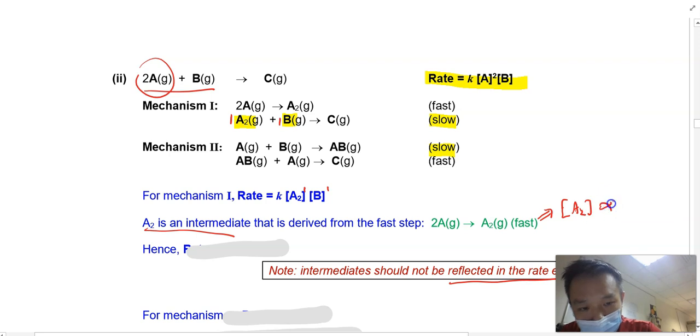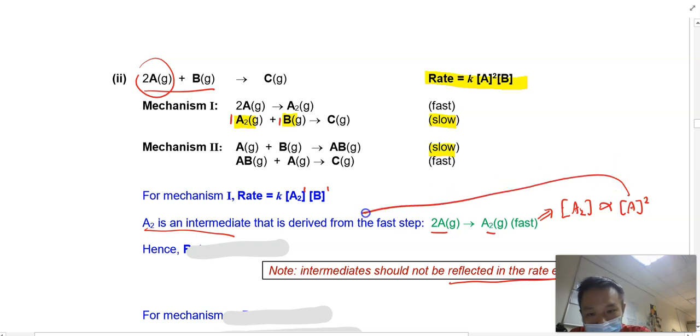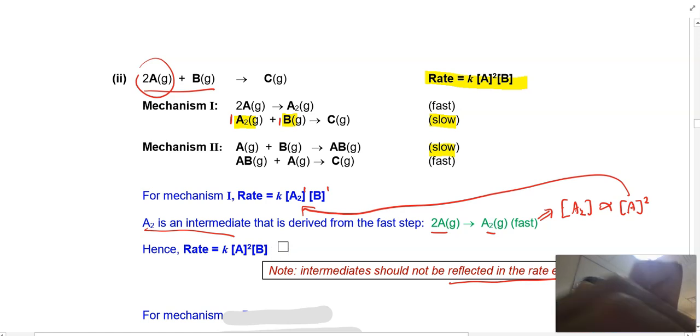A2 is proportional to A squared. So 2A forms 1A2, and therefore I can come up with this relationship. If I substitute this into A2, I get rate equals Ka squared B. Importantly, recall that intermediates cannot be reflected in the rate equation, so we need to convert the intermediate here into an expression of a reactant.